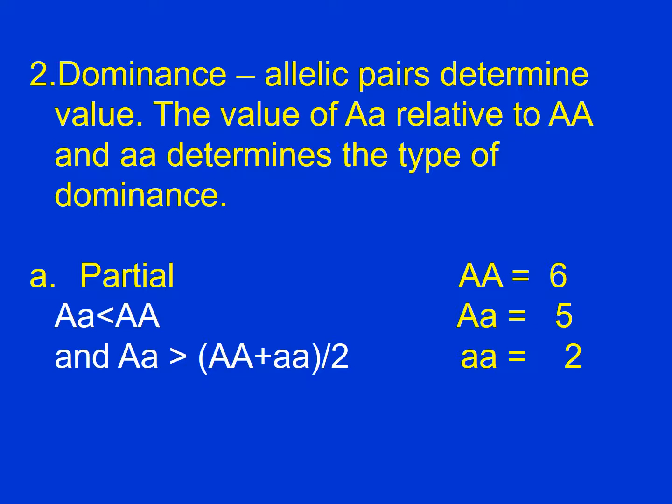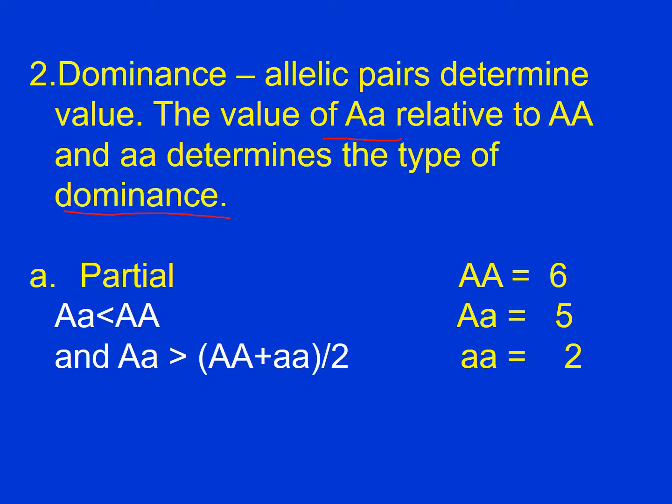With dominance, the pair of alleles at that loci is going to determine the value. And the value of your heterozygous individual relative to the homozygous genotypes determines the type of dominance. Whether that dominance is going to be partial or incomplete, whether it's going to be complete dominance or overdominance.